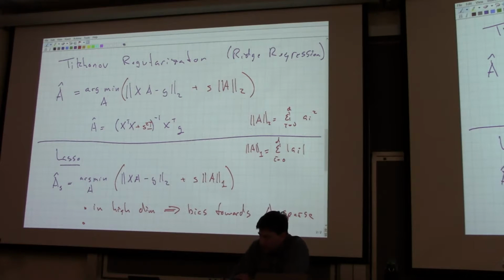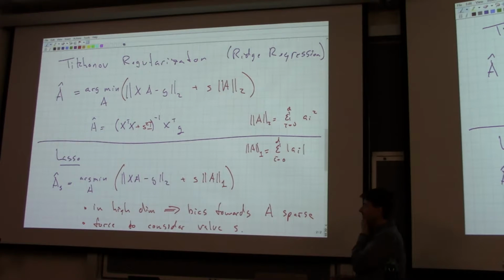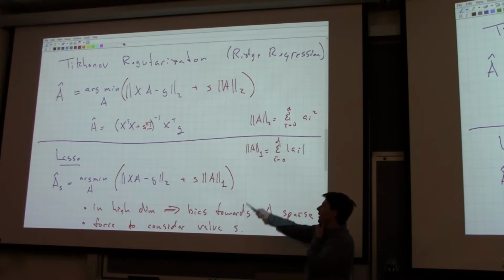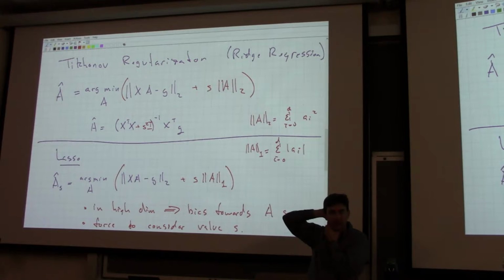And so it's also going to force us to consider the value S. Okay? One thing you should have been wondering is what value of S should we have chosen here? I told you that the larger the S, the more you bias towards coordinates of 0, but I didn't tell you how to choose S.